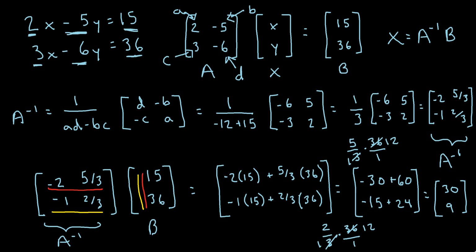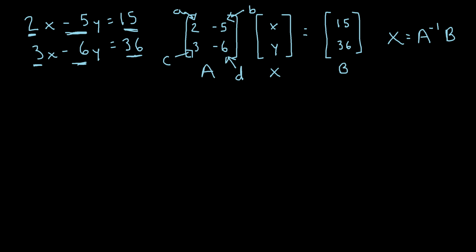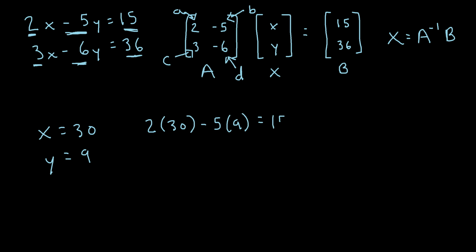Now if we want to double check ourselves, we can plug in a value of 30 for x and a value of 9 for y and see if these equations are true. So let's make a little room right here. We found that x is equal to 30 and y is equal to 9. Let's plug this value of x and y into the first equation. We have 2 times 30 minus 5 times 9 is equal to 15. 2 times 30 is 60. 5 times 9 is 45. 60 minus 45, that's 15, is equal to 15. So that checks out.